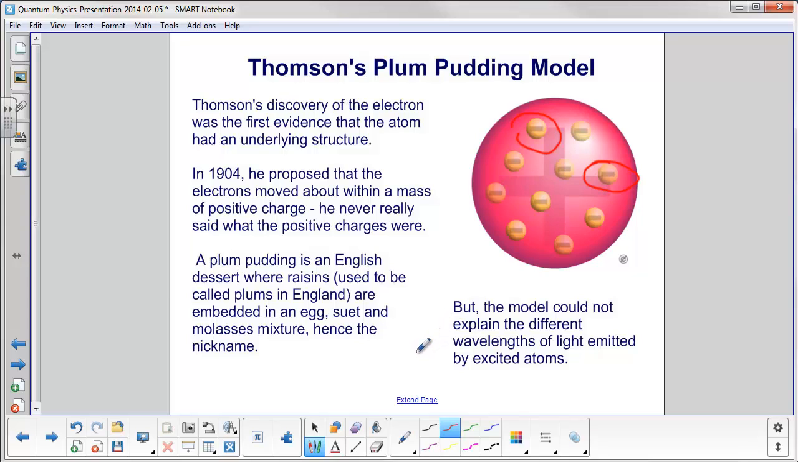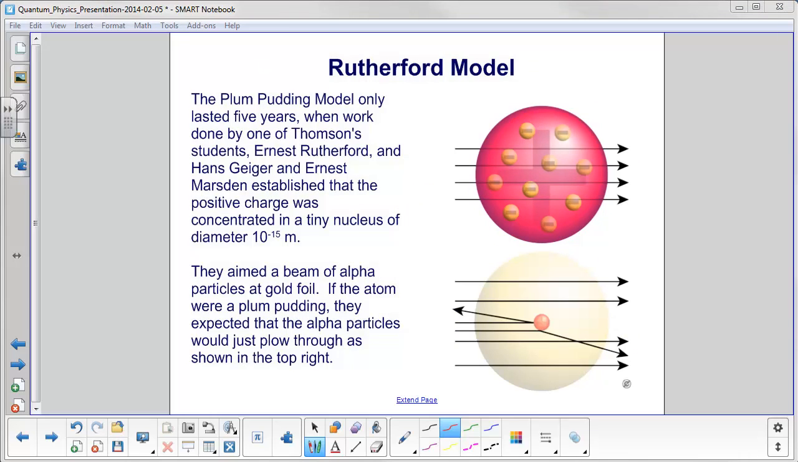Now, for people here in the US, that doesn't make a whole lot of sense until you realize that it's an English dessert where raisins, which used to be called plums in England, are embedded in an egg, suet, and molasses mixture, hence the nickname, plum pudding. However, and this is going to be a continuing thread, as new models were proposed and analyzed, they found out that they could explain some phenomena of the atom, but not all. And in this case, the plum pudding model could not explain the different wavelengths of light emitted by excited atoms. The plum pudding model only lasted 5 years.